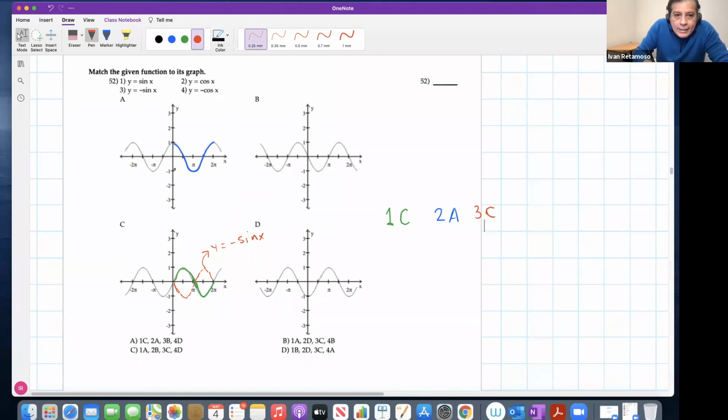Minus cosine is what you get when you flip this guy, right? Minus cosine. So let's use this. Yeah, go ahead. Oh, so each graph can have more than one formula?